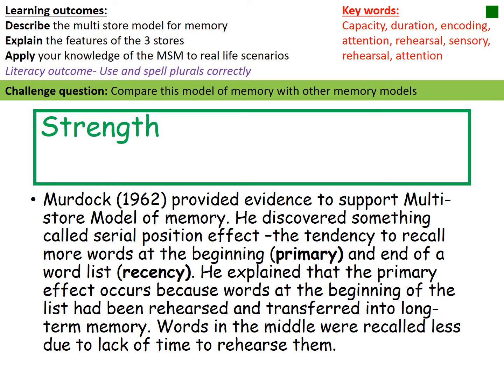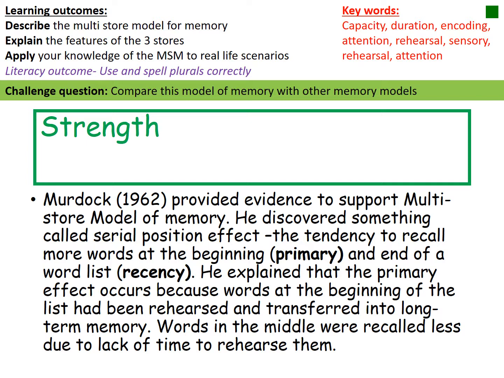Murdoch provides evidence to support the multi-store model. He discovered something called the serial position effect. Now, this is what we call primacy recency. They're basically saying that if you were giving participants a list of words, they will find it easier to remember the words at the beginning of the list, so the primary, because they've been able to rehearse that and transfer the information into long-term memory.